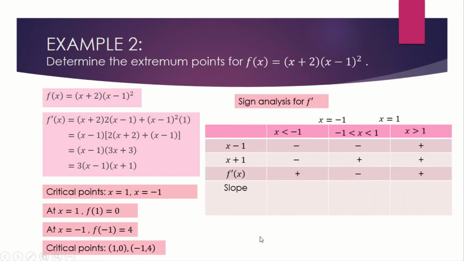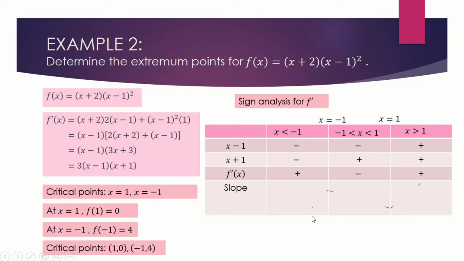So this is the sign table analysis for f'. Alright, if you look here, these are the critical points, negative 1 and 1. And we get the plus-minus table for x - 1 and x + 1. And for f'(x), for x less than negative 1, we get positive. Between negative 1 and 1, we get negative. For x greater than 1, we get positive.